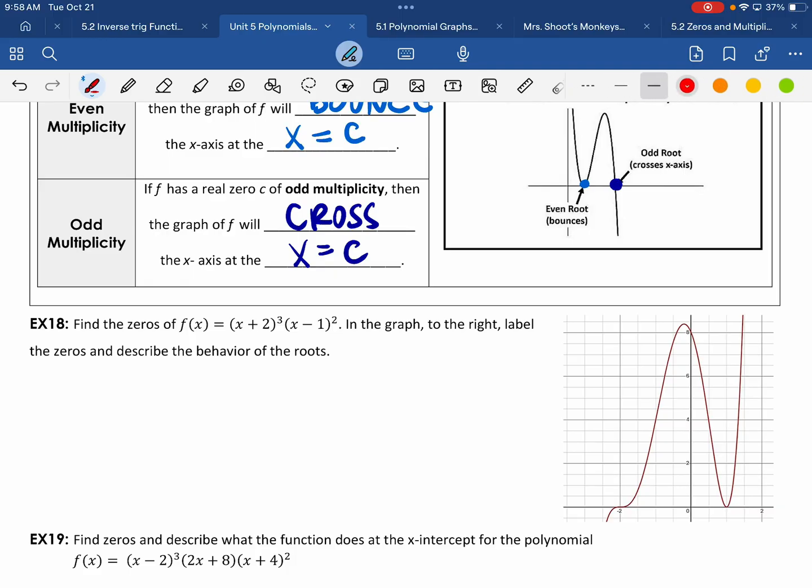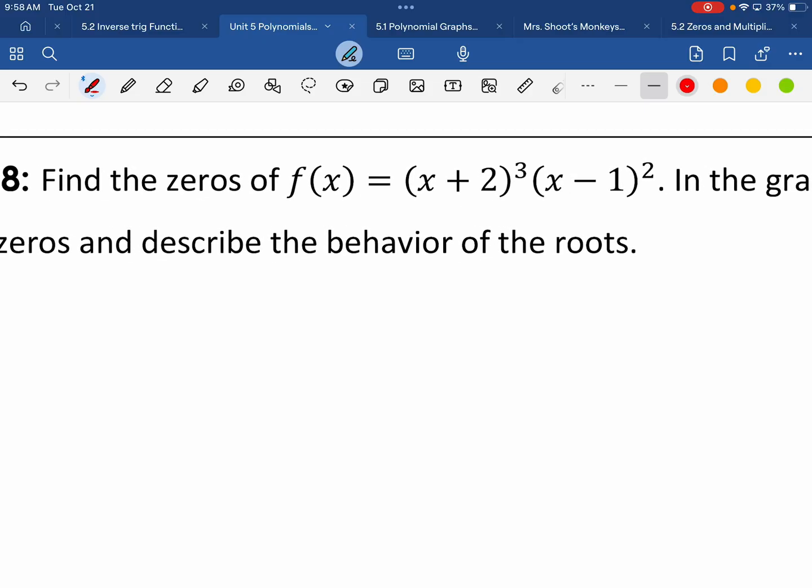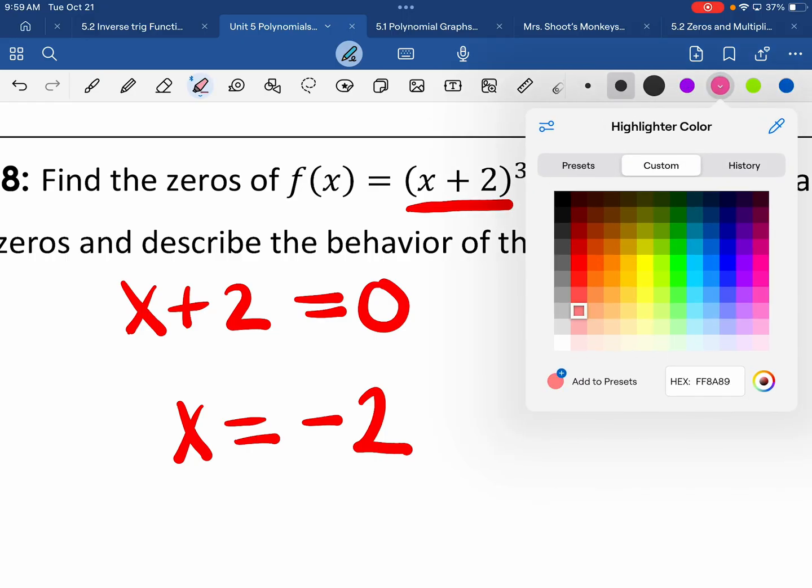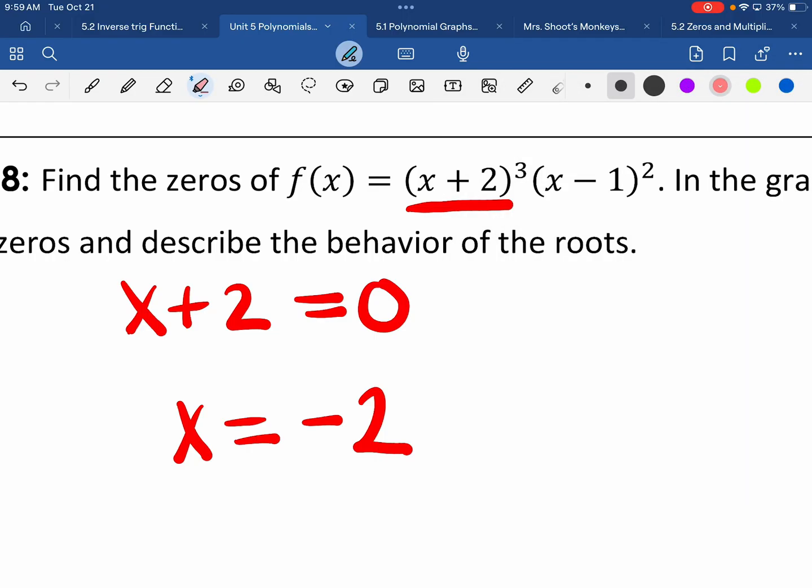All right, let's find the zeros first. So I'm going to take my factor x plus 2, and I'm going to equal it to 0. And when I solve this, I get x equals what? X equals negative 2. All right, what is the multiplicity of x equals negative 2? 3, because of that cubed right there. So my multiplicity is 3.